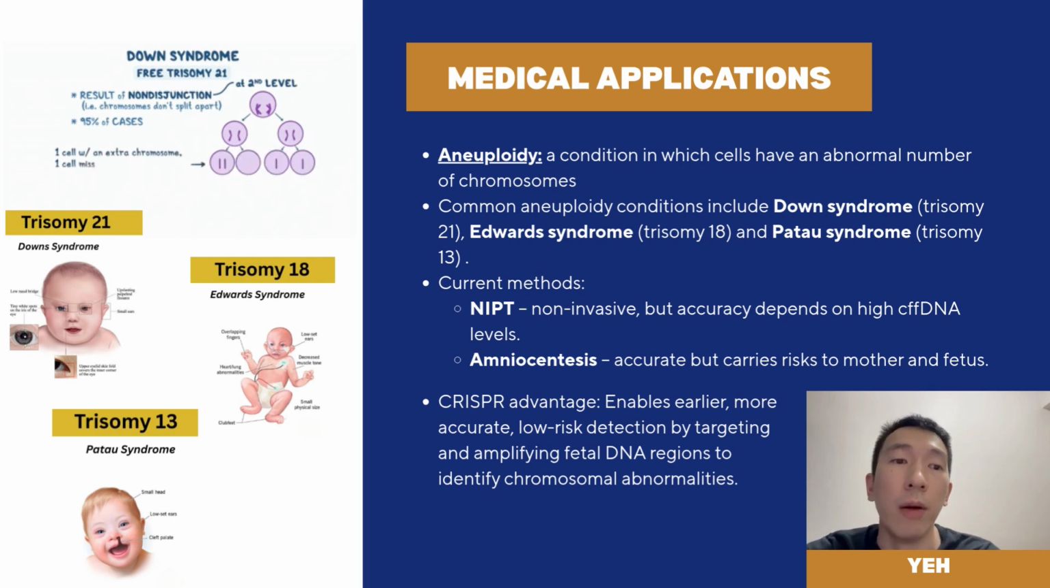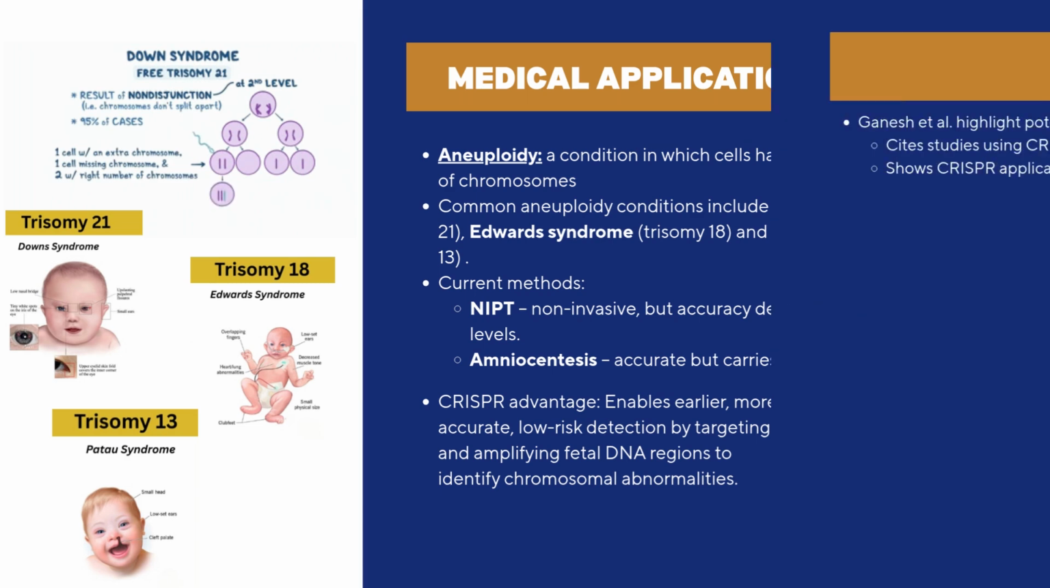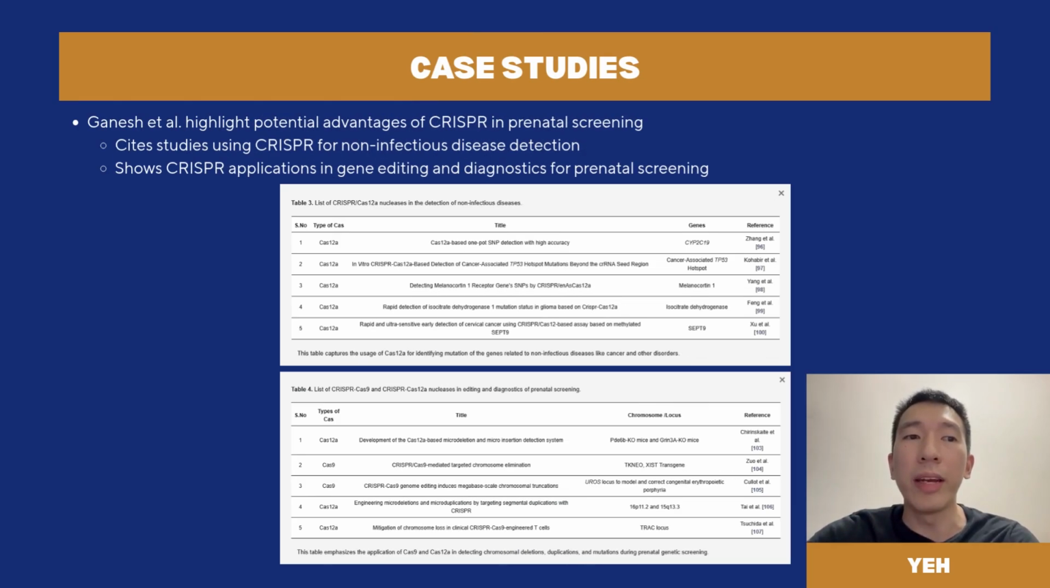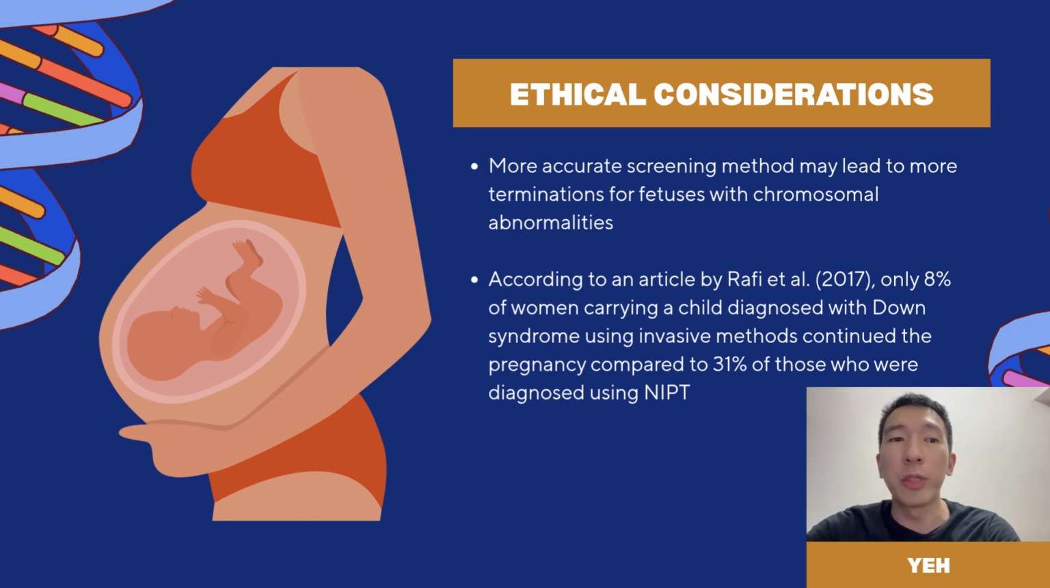With CRISPR, regions of fetal DNA in the mother's blood can be selectively targeted and amplified to signify chromosomal abnormalities. This allows for prenatal screening with earlier detection, higher accuracy, and reduced risk compared to traditional methods. In a study by Ganesh et al., they discussed the potential advantages in the application of CRISPR to prenatal screening. In it, they cite several studies that showcase the use of CRISPR to detect non-infectious diseases, as well as its use in editing and diagnostics of prenatal screening. You can view them in the following tables. As with all studies, the advantages that CRISPR provides must outweigh its potential hazards to be considered ethically sound.